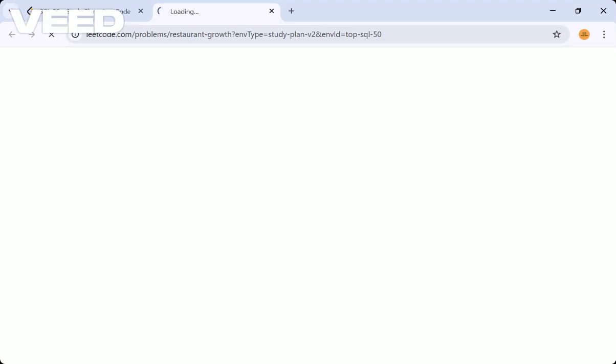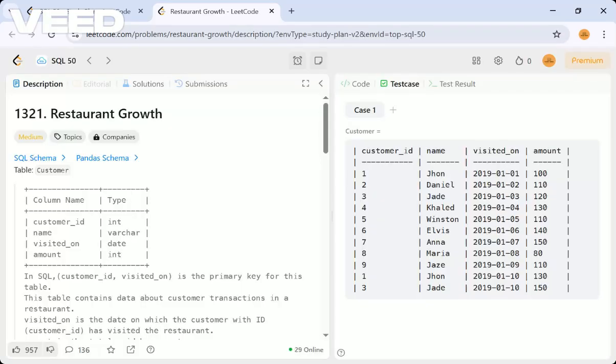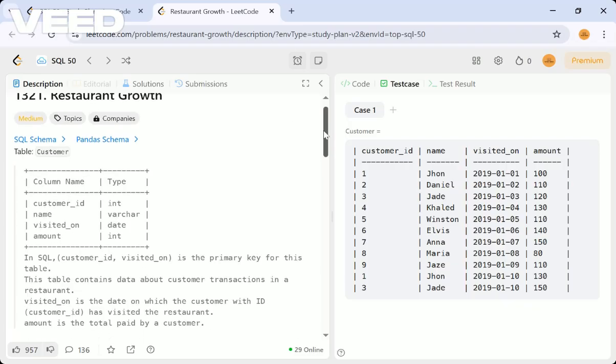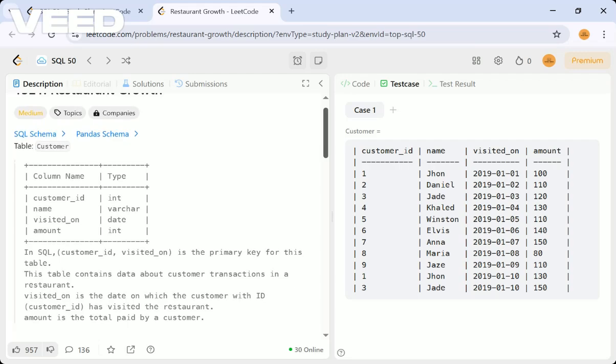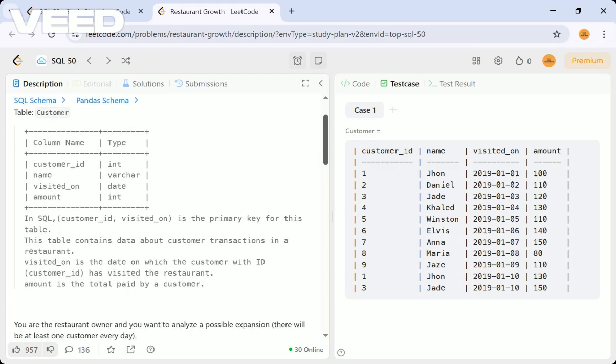Let's get started. Restaurant growth is the problem name. The number is 1321. In LeetCode, you will find numerous problems that will definitely help you to improve your problem solving skills. So just go through this parallel to me.